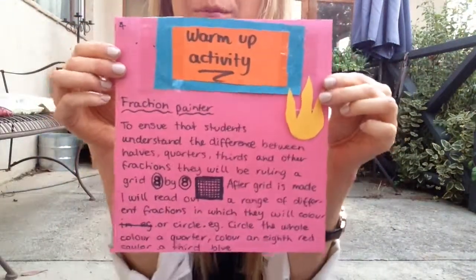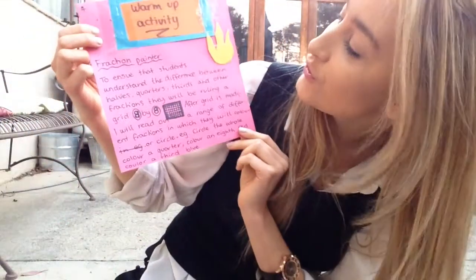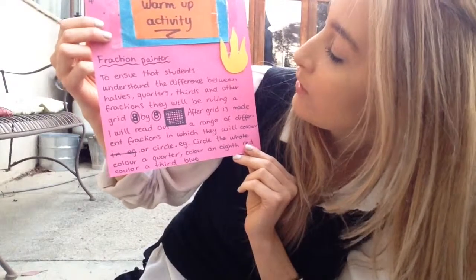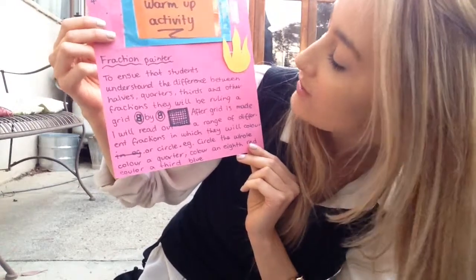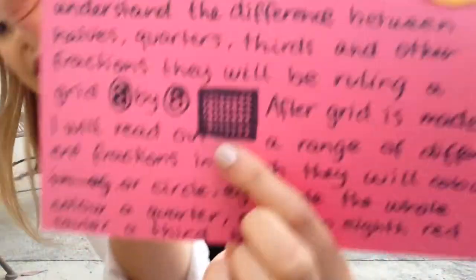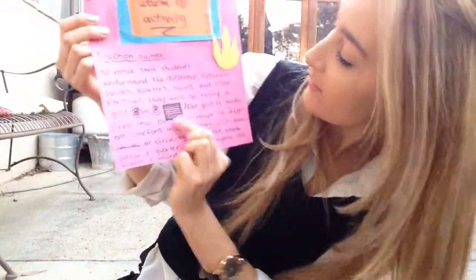My warm-up activity is called Fraction Painter. To ensure that students understand the difference between halves, quarters, thirds and other fractions, they will be ruling a grid which is 8 by 8. That's a little example of it. It's obviously going to be bigger than that.